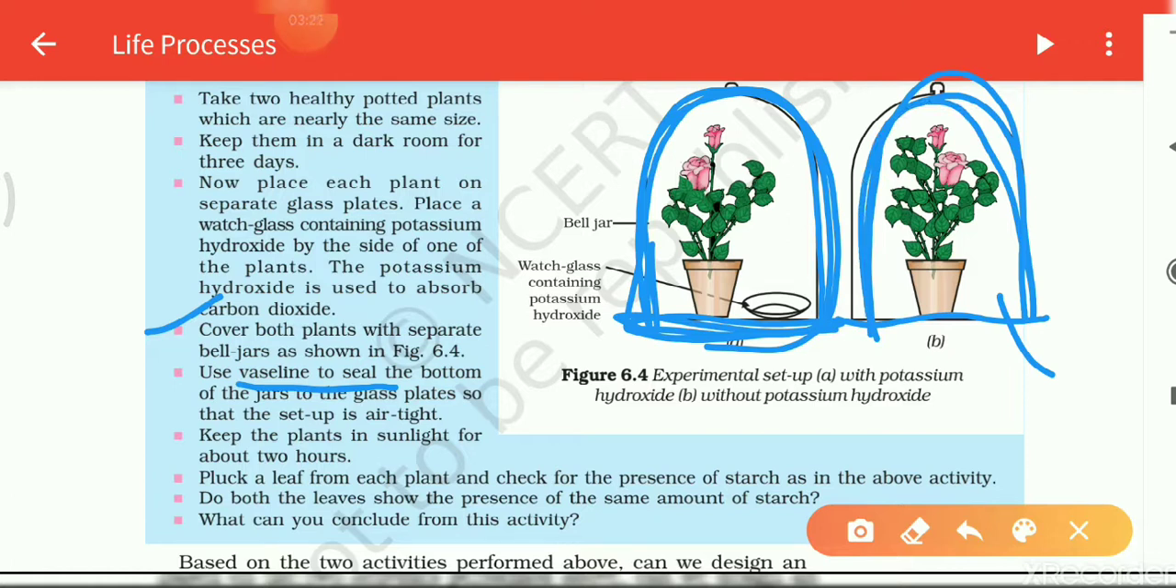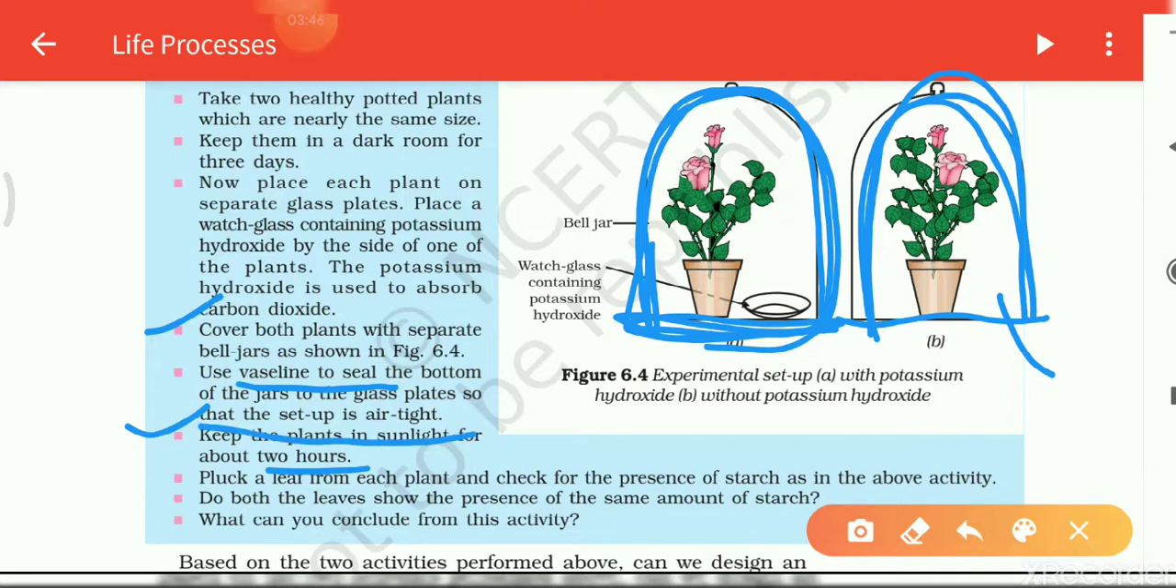Now keep the plant in the sunlight for about 2 hours. Okay, after that you will keep this plant in the sunlight for about 2 hours. Now you will see the bottom of the jars in the glass plates, so that the setup is airtight.